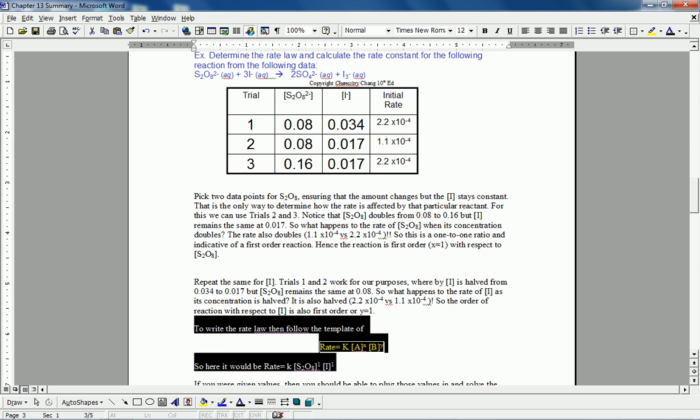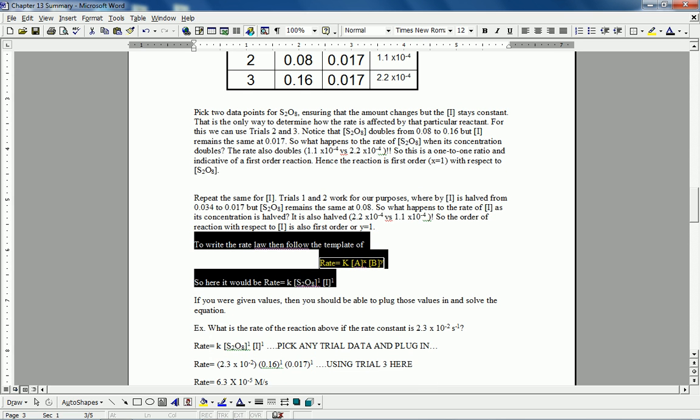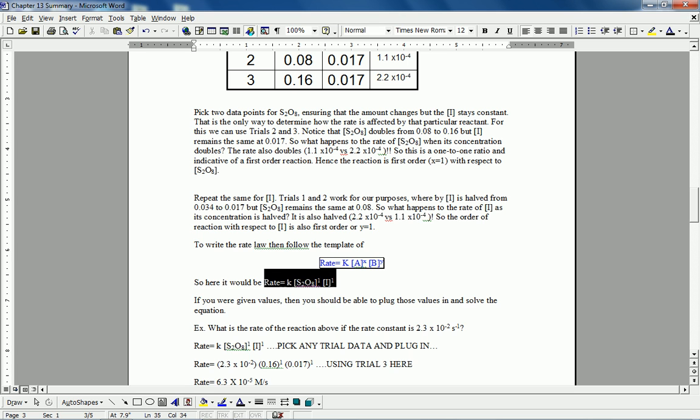Now the second part of the problem did ask us to solve for K. Now that we have our rate law written, we can just plug in values. First and foremost, pick a data set. The data is continuous and constant, and the proportional relationships that we've just discussed are carried throughout. So you can pick any trial and you should still attain the same answer. Again, pick any trial of data and plug it in.